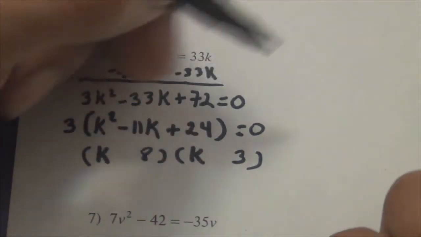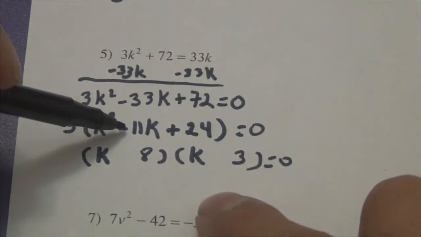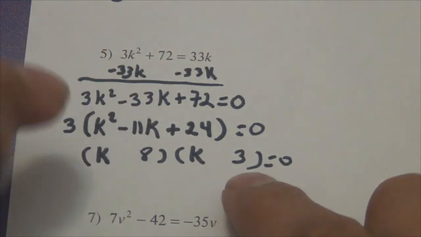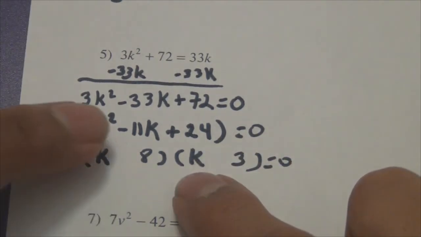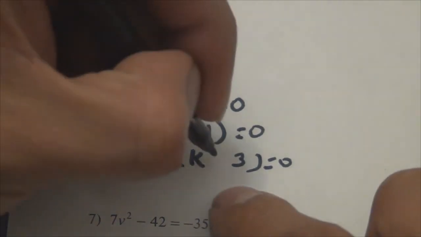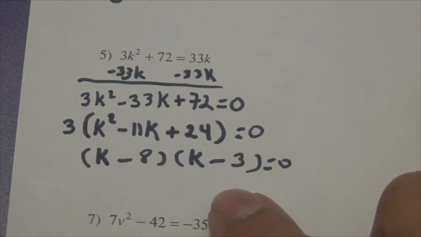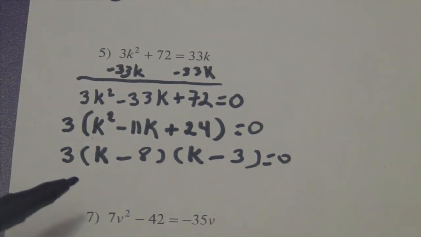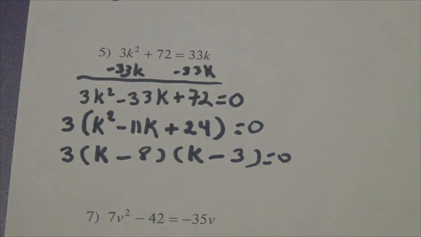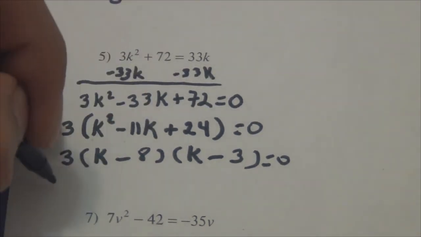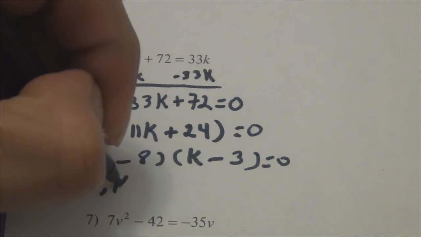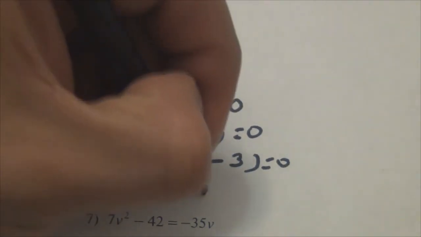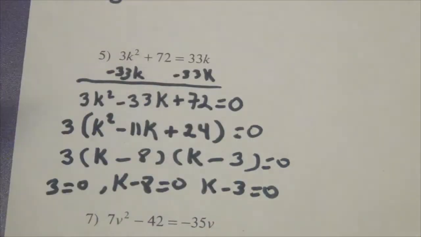8 and 3. I need a negative 11, so when I do the smiley face, which you already know about, this becomes 3k and 8k. How can I get negative 11? Add them up and make them both negative. Am I forgetting something? Yes, this other factor, the 3. Now you're going to set each of these factors equal to 0. 3 equals 0, k minus 8 equals 0, and k minus 3 equals 0.